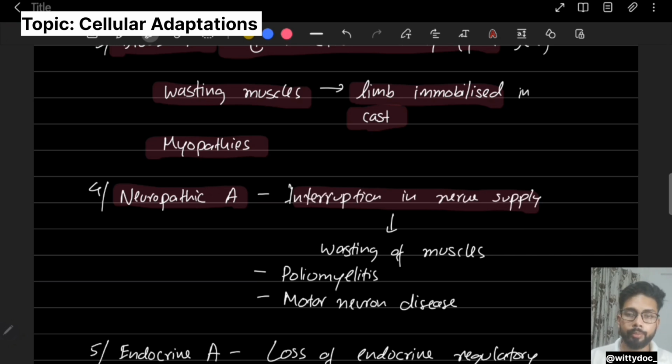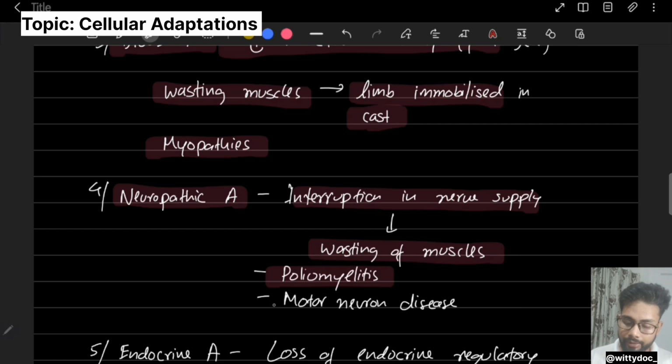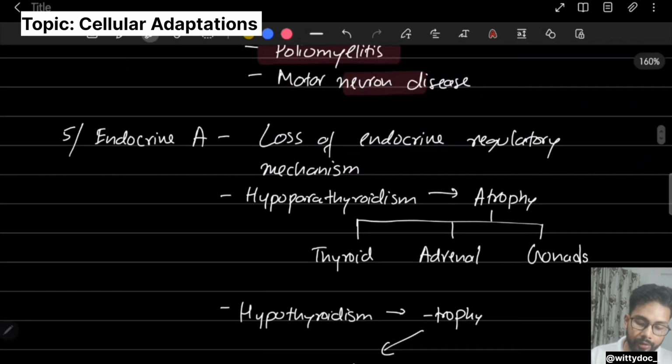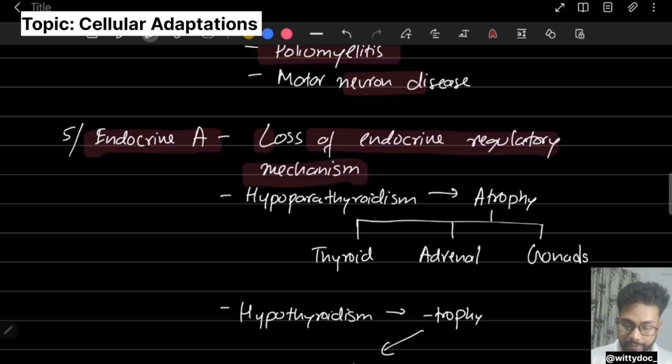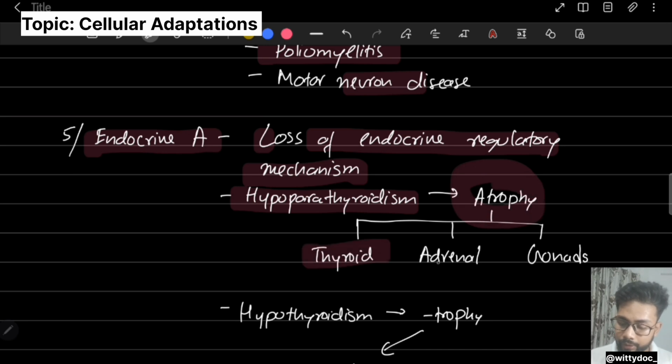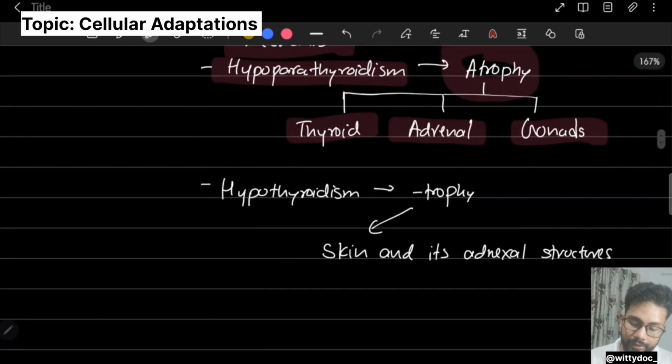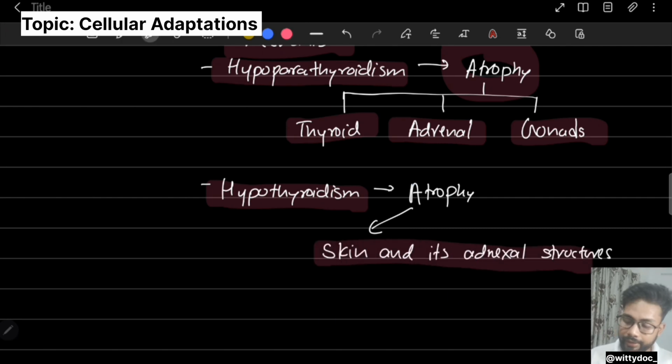Neuropathic atrophy is due to interruption in the nerve supply. If there is a lack of nerve supply to a particular area, it will lead to wasting of the muscle. Other examples include poliomyelitis and motor neuron disease. The fifth one is endocrine atrophy, which is due to loss of endocrine regulatory mechanism. If the endocrine regulatory mechanism is lacking, the organ will show atrophy. For example, in hypoparathyroidism, where the parathyroid hormone is low, this will lead to atrophy of thyroid, adrenal, and gonads. In hypothyroidism, there is atrophy of skin and its adnexal structures.